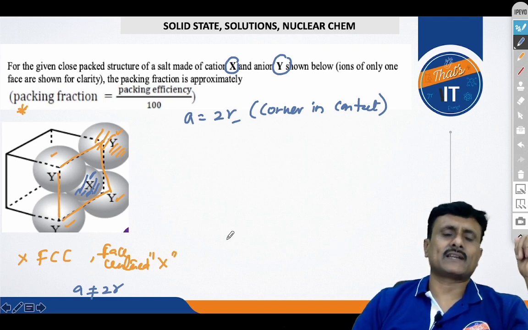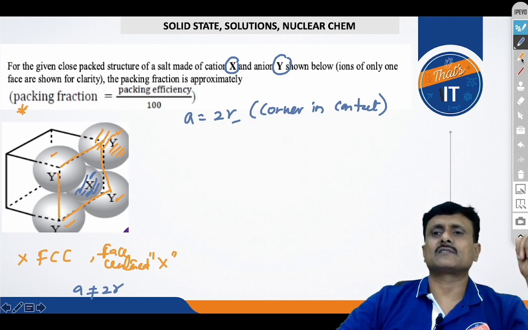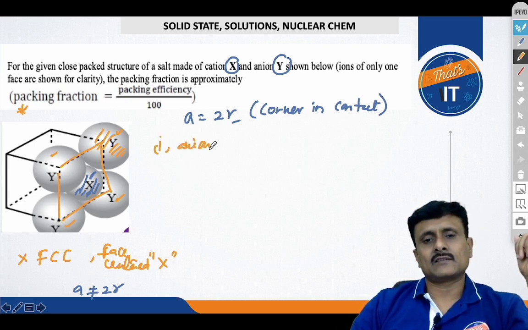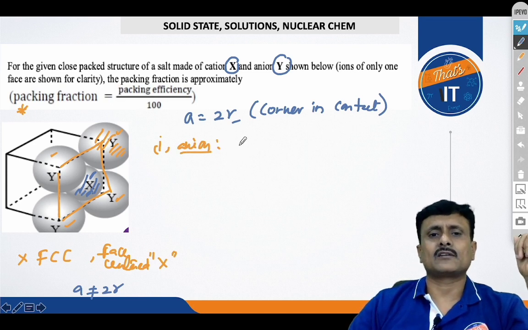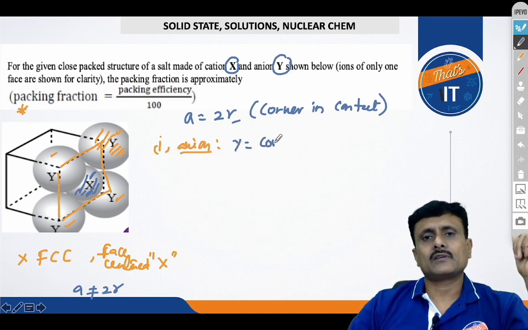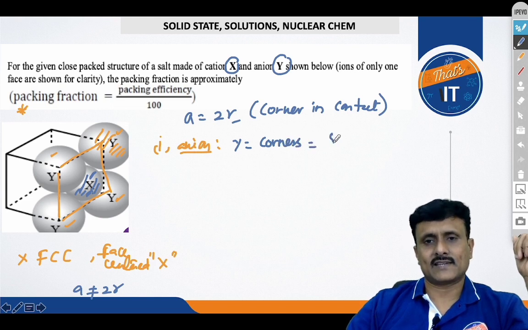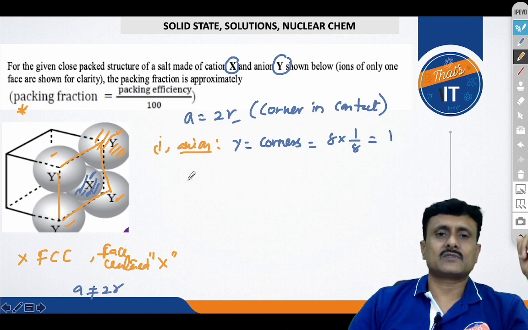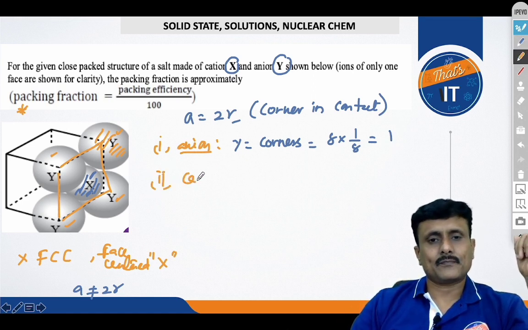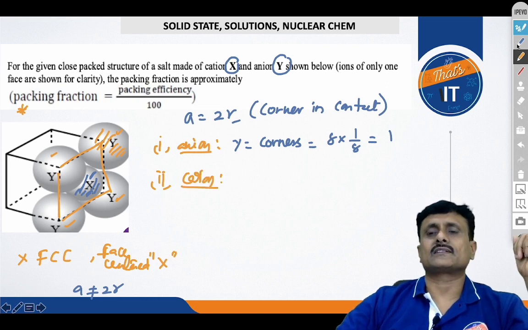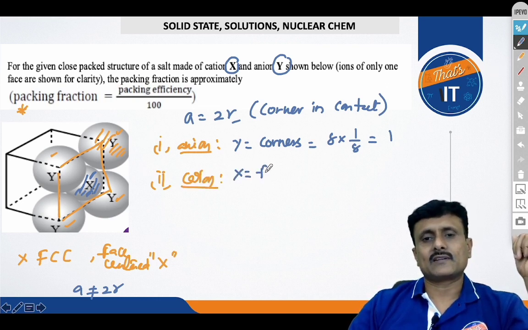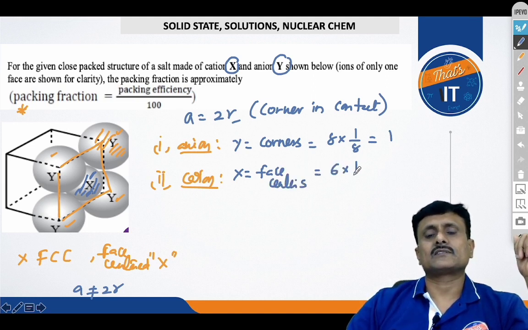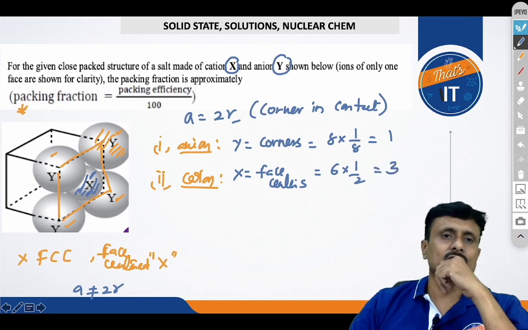Now you have to find out the packing fraction. You know that X is present at the face center. So now let's talk about the anion Y, which is occupying the lattice position, that is the corners. Anion Y is occupying the corners of a cube, that is 8 into 1 by 8, that is equal to 1. And when it comes to the cation, you can see that cation, which is nothing but X smaller, is present in face centers. So how many faces are there? 6 into half is the contribution, that is equal to 3.